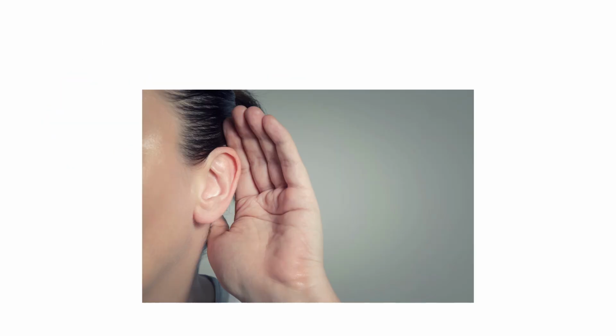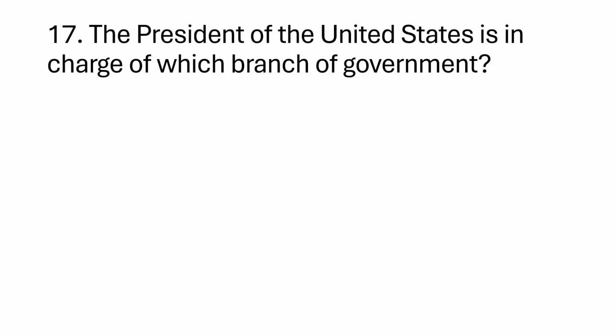All right, next question. The President of the United States is in charge of which branch of the government? Say it if you know it. I hope you know it. We've just mentioned it twice. The President is in charge of which branch of the government? The executive branch. The executive branch because they execute or carry out or enforce the law.